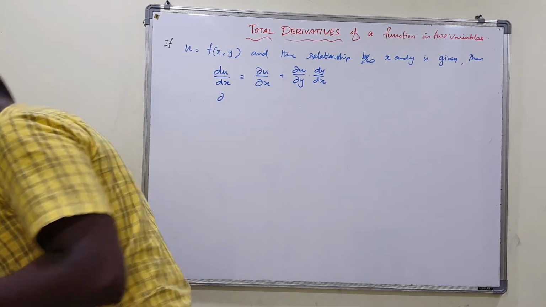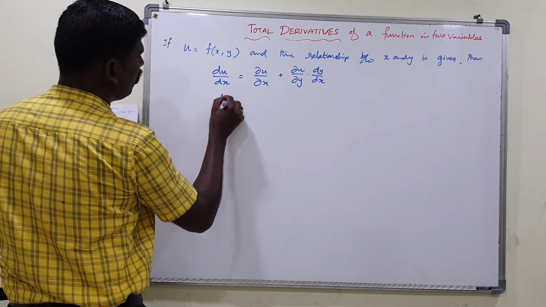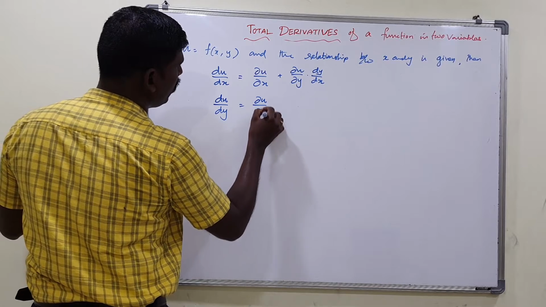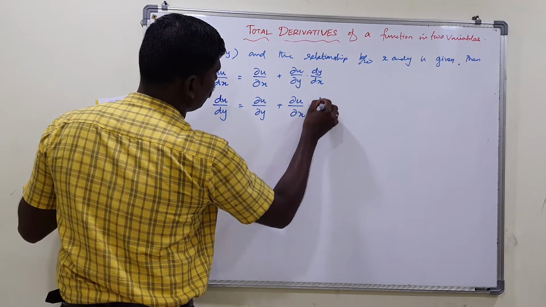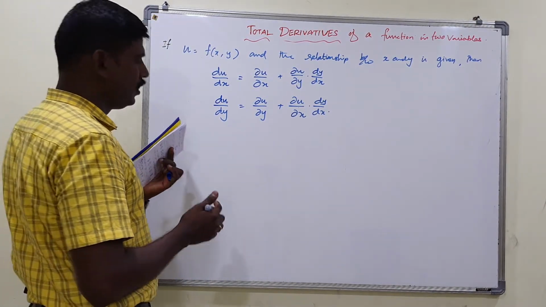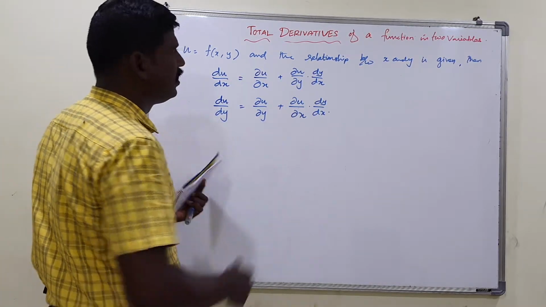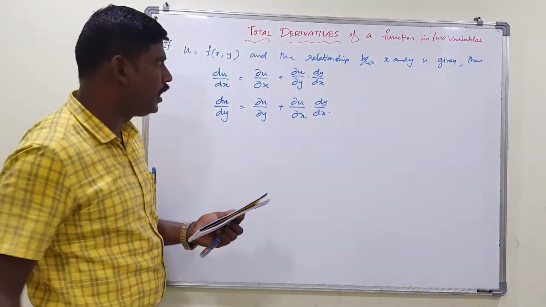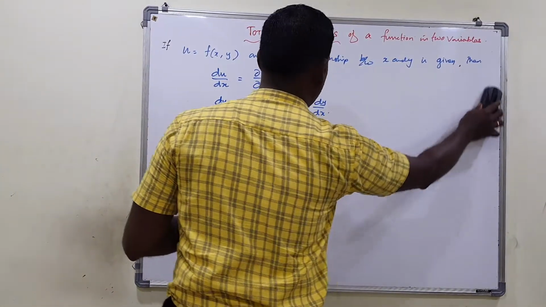Then the second formula: du by dy is equal to dou u by dou y plus dou u by dou x into dx by dy. Okay, no need to memorize this formula, you can just know it for now. Through the problems we can easily write down this formula. Let us go to the problems related to these formulas.